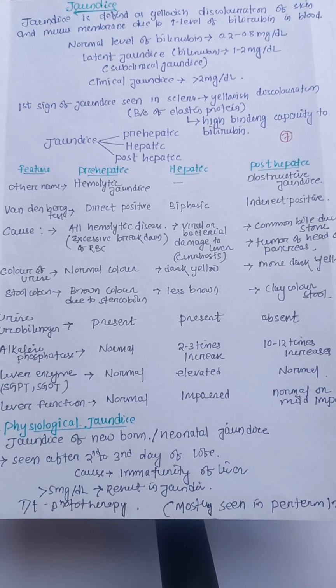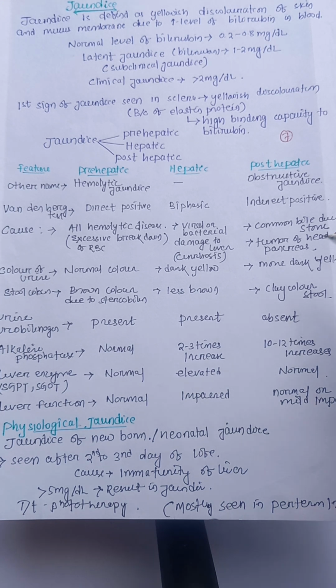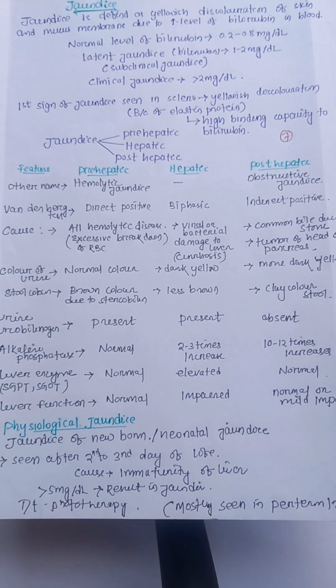If there is any defect in the liver, if the liver is unable to metabolize the bilirubin, that causes hepatic jaundice. Okay, there is no other cause. And post-hepatic jaundice is due to a common bile duct stone or a tumor of the head of the pancreas that causes obstruction of the bile flow to the intestine, and there will be an increase in the conjugated level of the bilirubin.